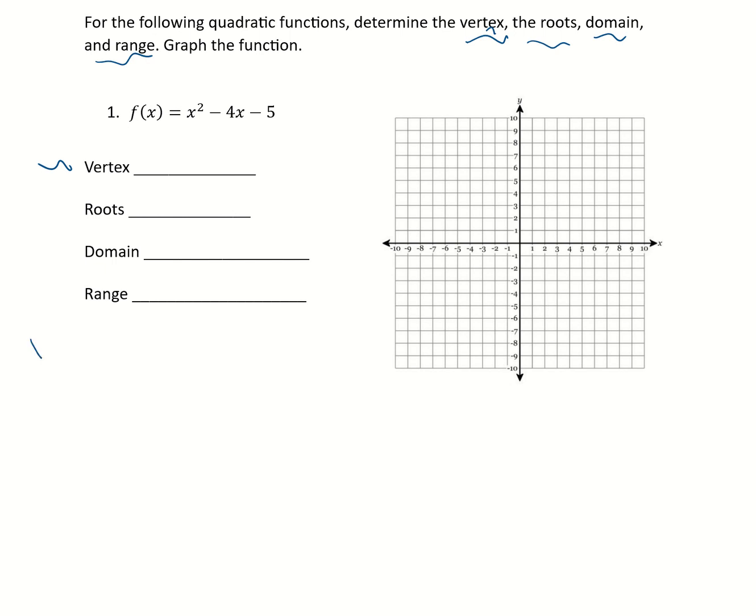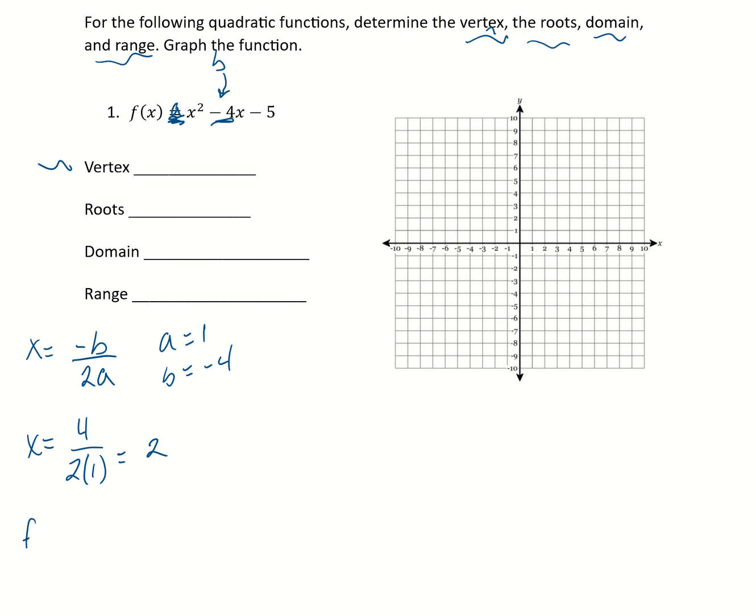Remember, if we want to find the x-coordinate of the vertex, we use this equation. X is equal to the opposite of b over 2a. A is the number in front of x squared, and b is the number in front of x. So in this case, a is 1, and b is negative 4. So we're going to plug those into our equation here. So x is equal to the opposite of b. So if b is negative 4, the opposite is 4 over 2 times 1. So 4 over 2 is 2. That's the x-coordinate of the vertex.